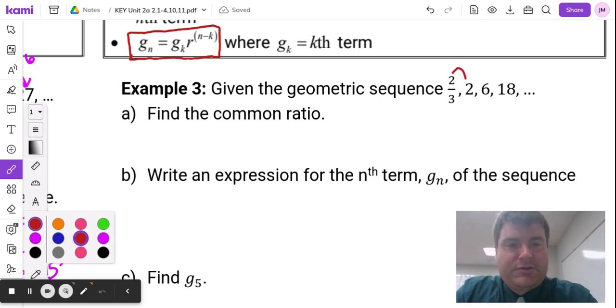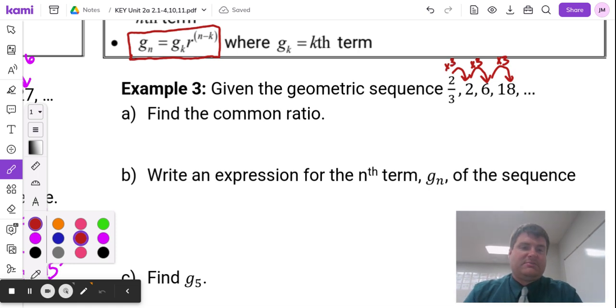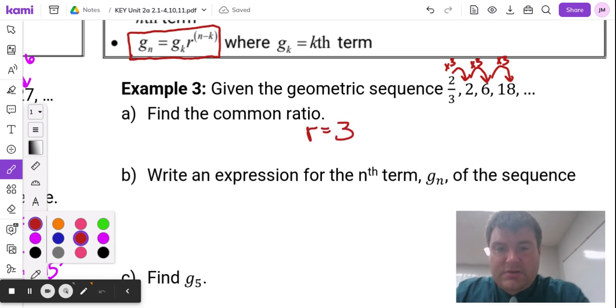what are we doing to multiply. Now, it's easier to do some of these, like 2 to 6. I know that's times 3. 6 to 18, that's definitely times 3. So these are all times 3. 2/3 times 3 is 2. So the common ratio here is 3.